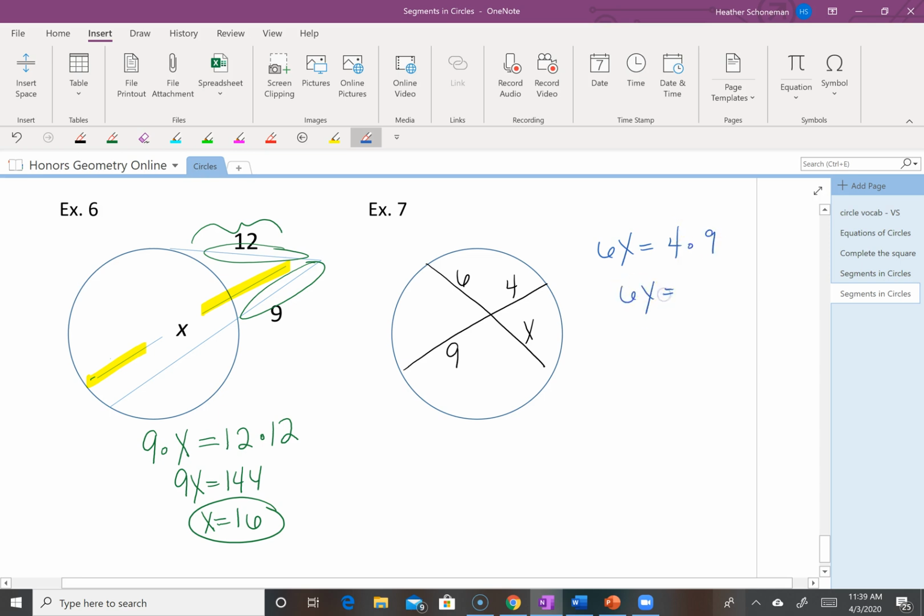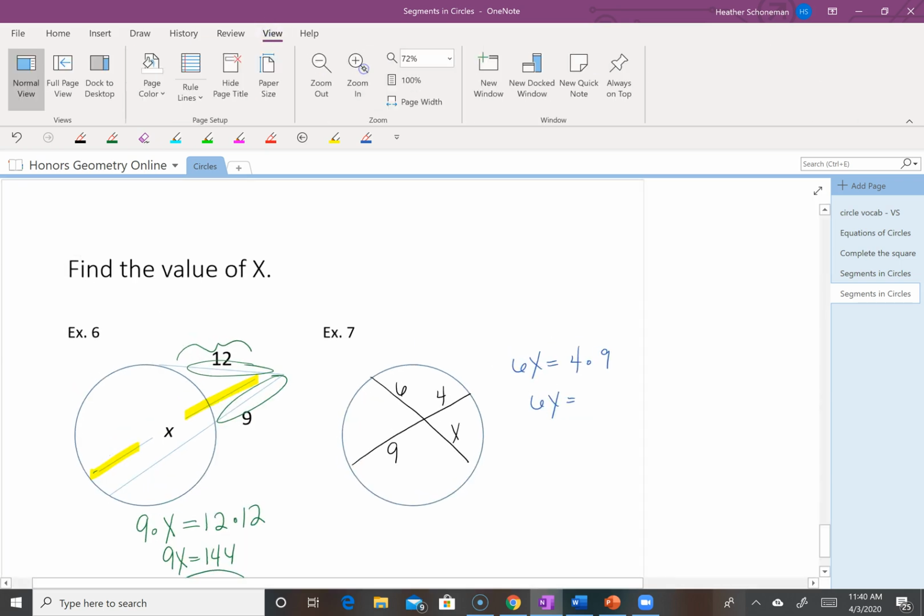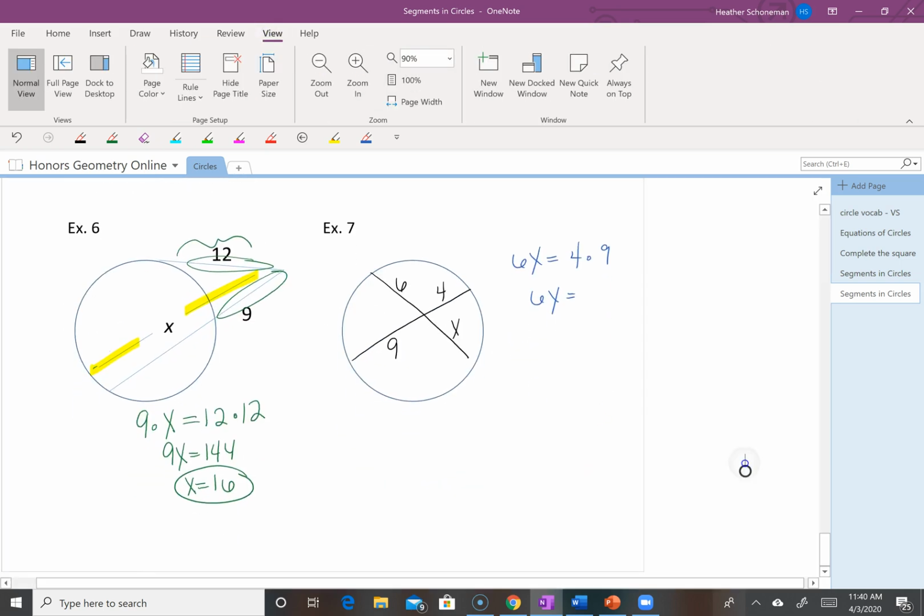So I get 6x equals, whoa, goodness gracious. All right, this is the story of my day. Okay, 4 times 9 is 36, and so x is just 6.